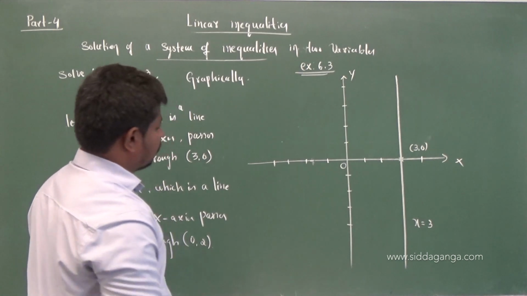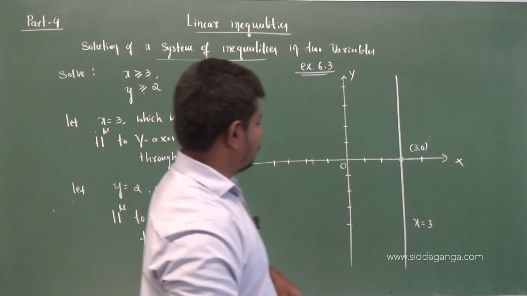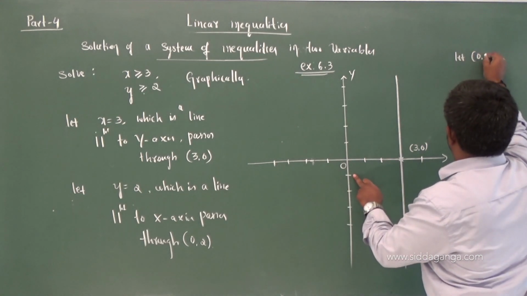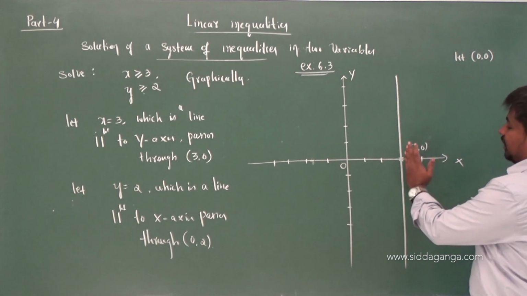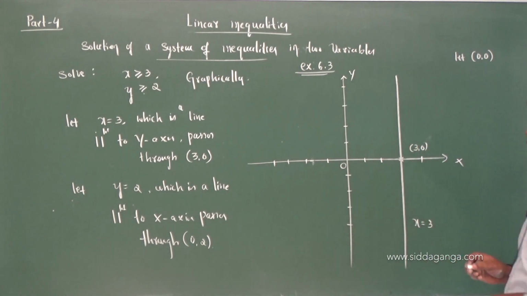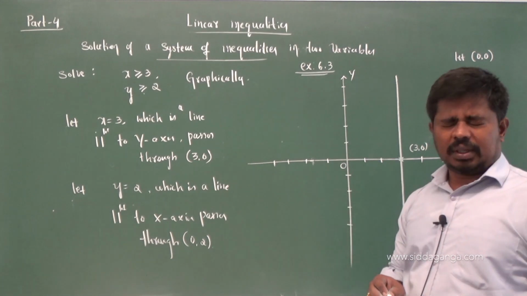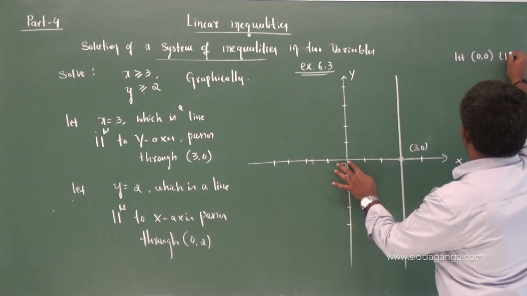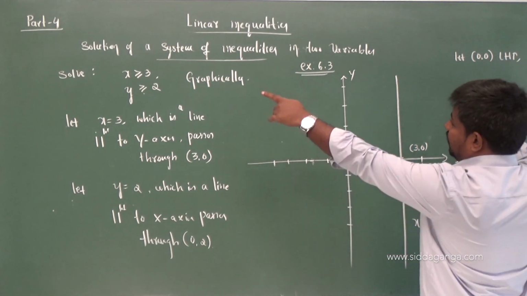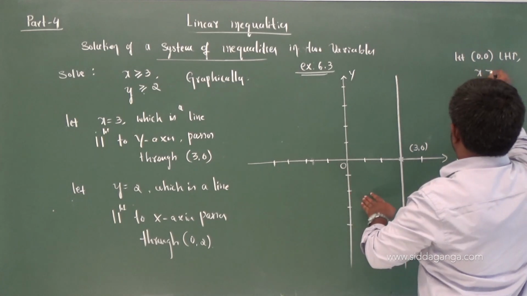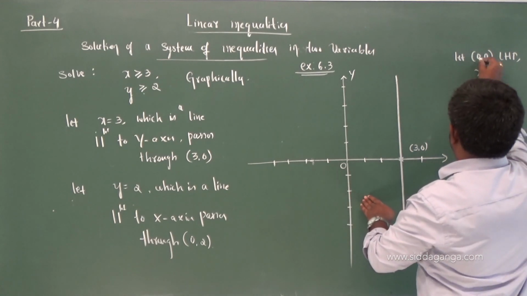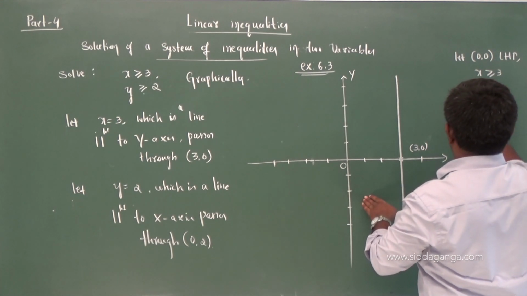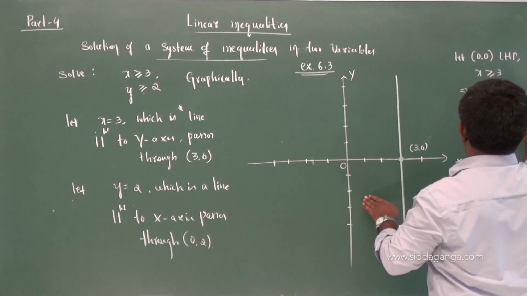Now let's find the solution region for x equal to 3. For that, I am going to take 0 comma 0. This line divides the plane into two parts, a left half plane and a right half plane. I have taken point 0 comma 0 from the left half plane. Then substitute this in the inequality x is greater than or equal to 3. Here the x coordinate is 0, so 0 is greater than or equal to 3, which is false.